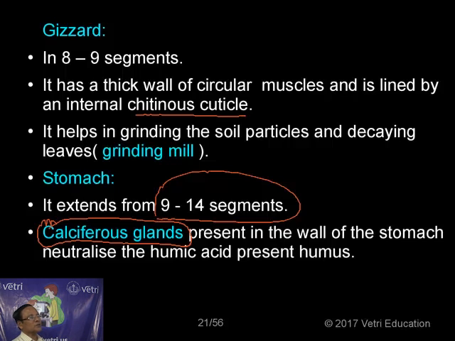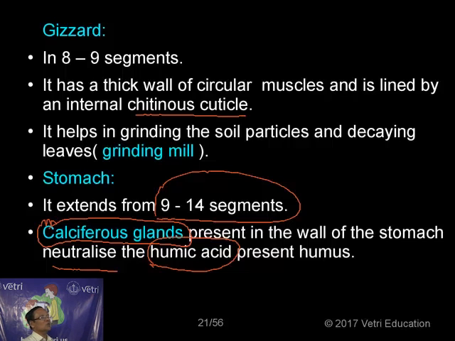What is their function? To neutralize the humic acid present in the humus that is being taken by the animal as food. Humus is nothing but decaying organic matter which contains an acid, humic acid. It may cause acidity in the stomach, which is nullified by the calciferous glands.